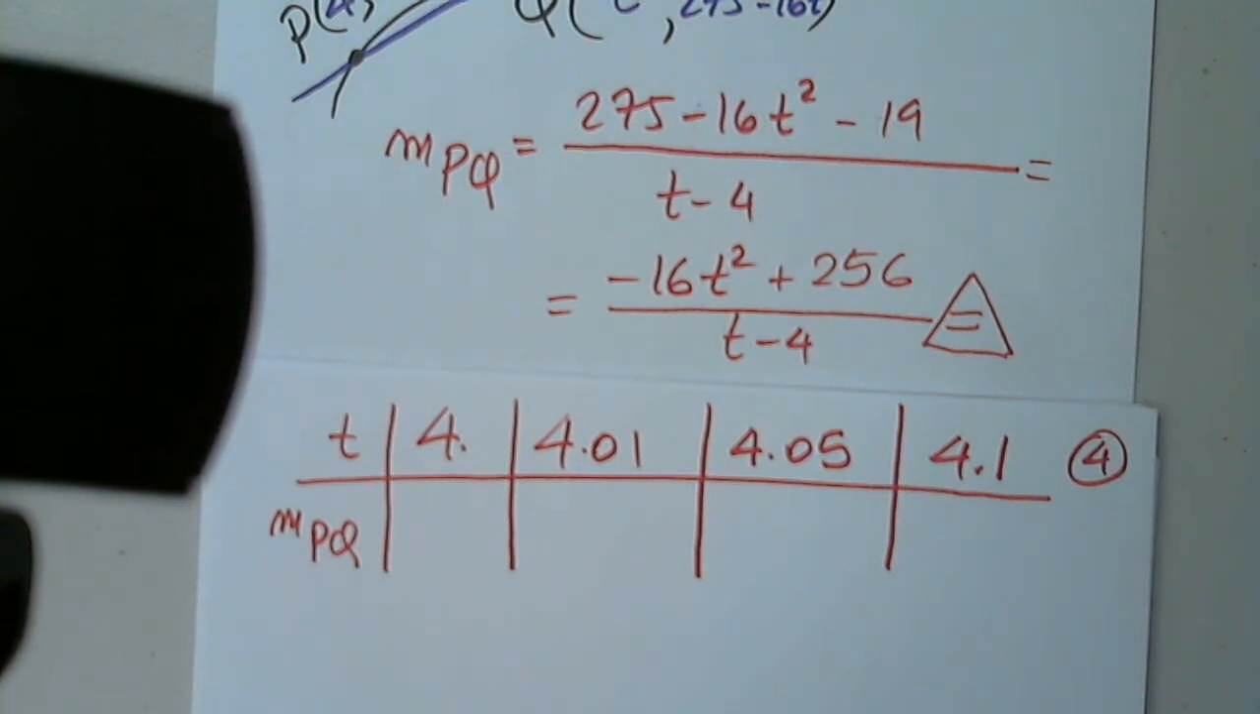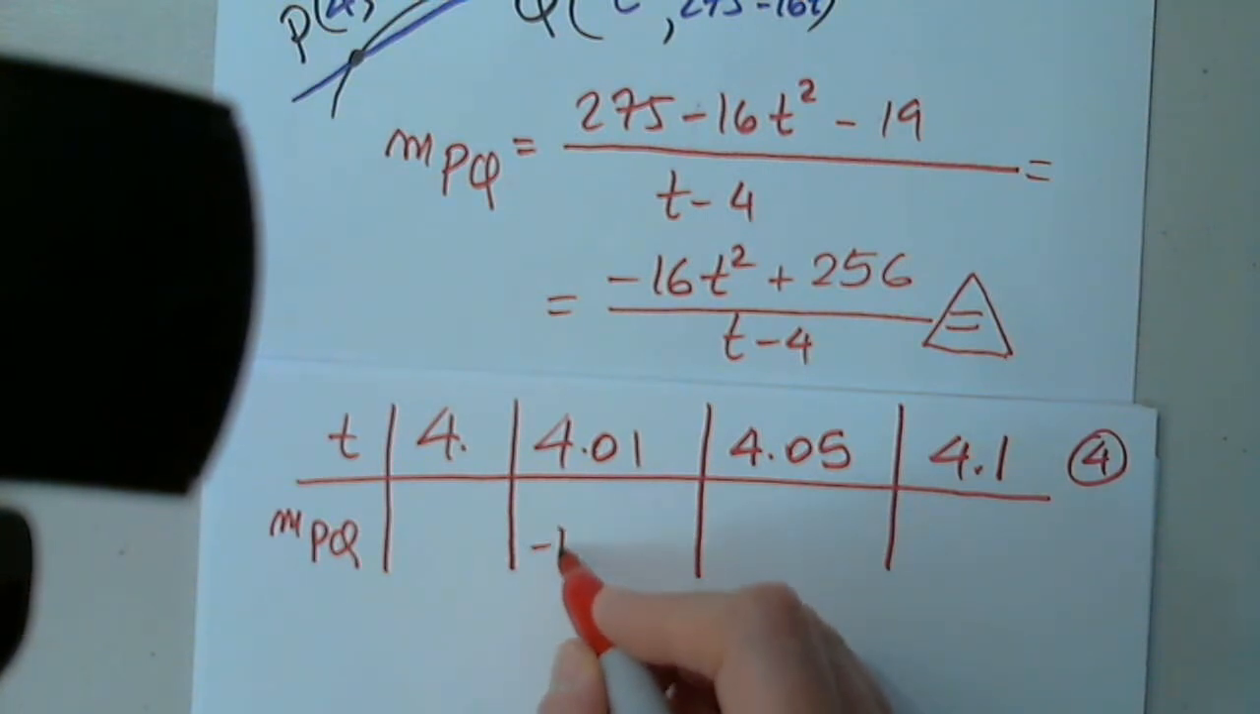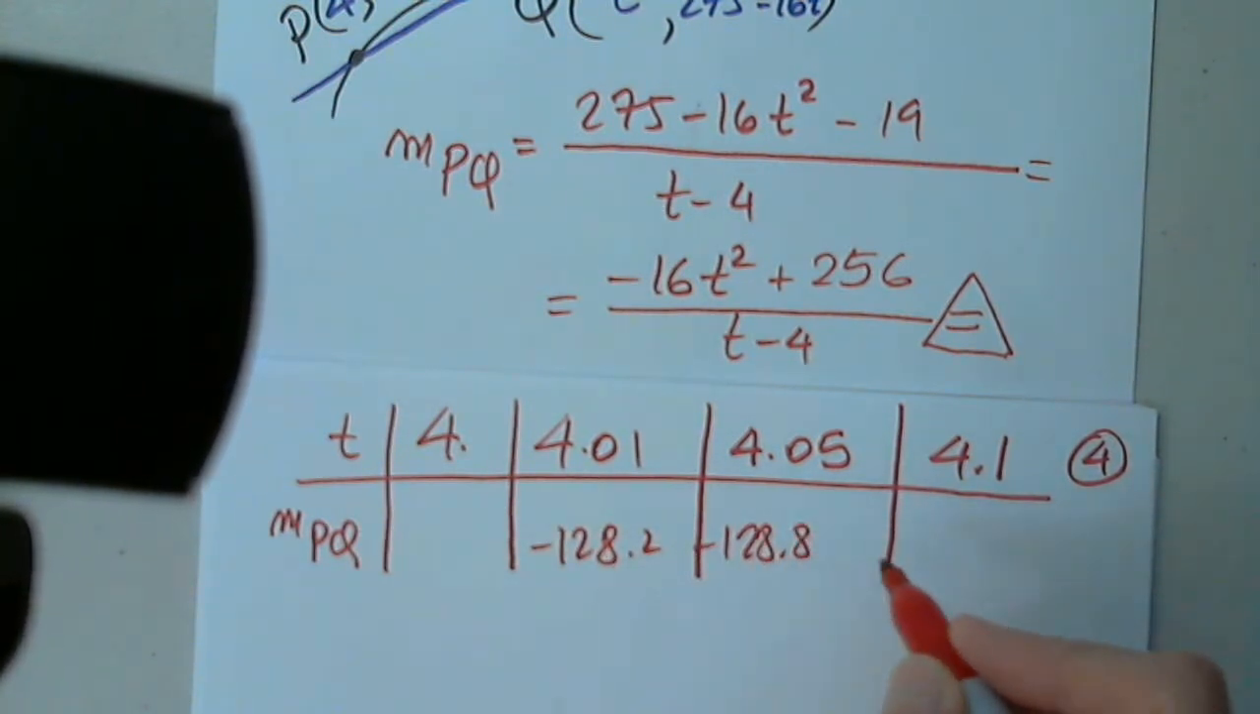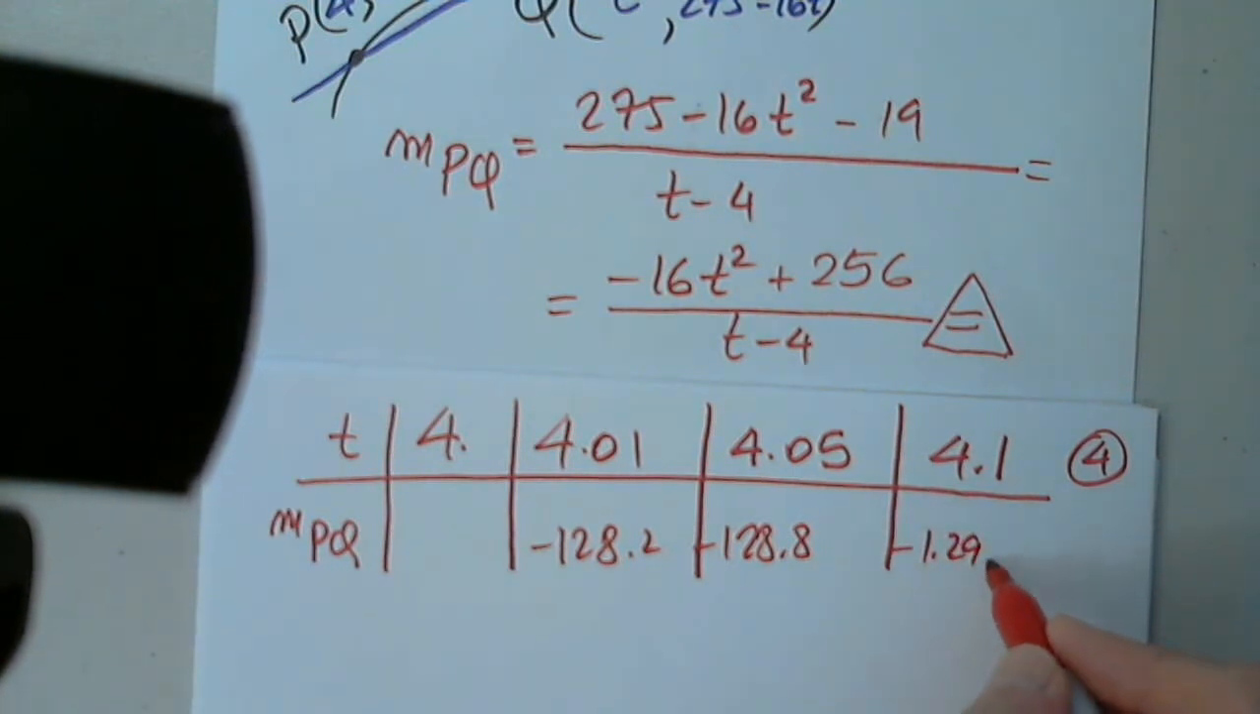Anyone? You are muted in case you are speaking. Of course, of course. So now I only have 4.01, 4.05, and 4.1. Yay! Done. So I'm copying. For now, I'm just going to copy negative 128.2, negative 128.8, and negative 129.6.